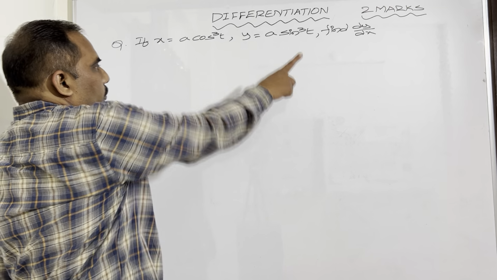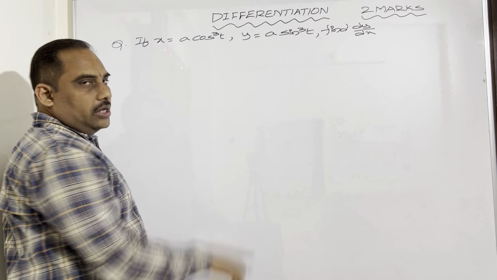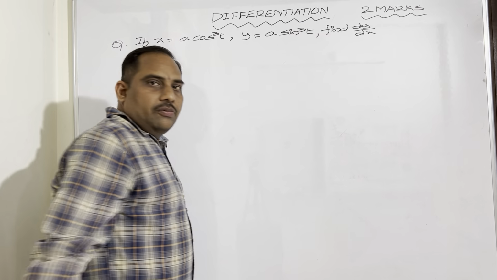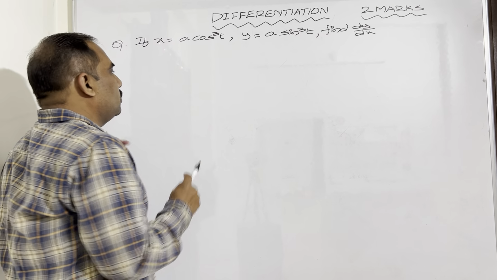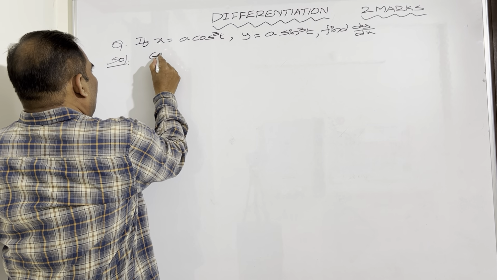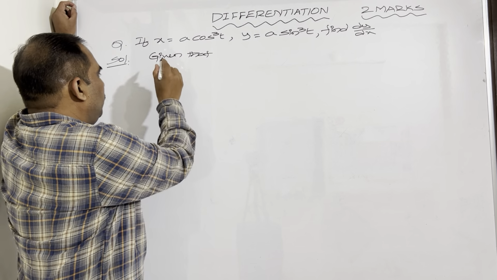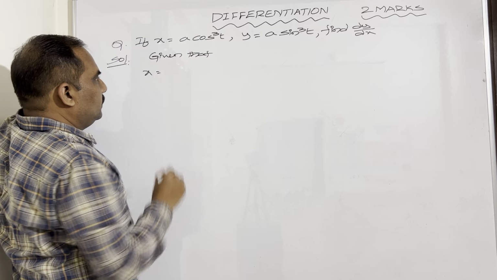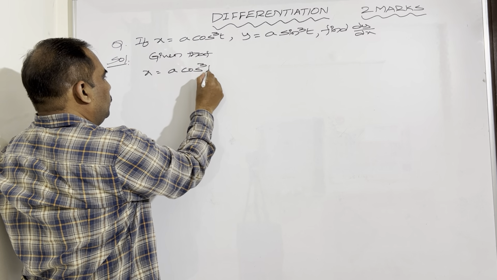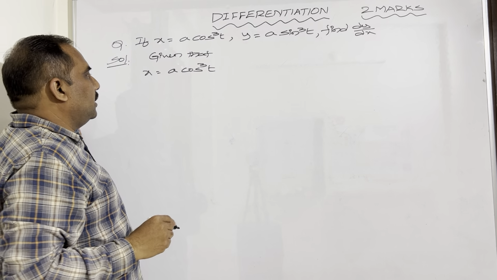In this video, we are going to discuss: if x is equal to a cos cube t, y is equal to a sin cube t, find dy by dx. So now, here two functions are given. In the solution, given that x is equal to a cos cube t. So here it is a function in terms of t on the right hand side.